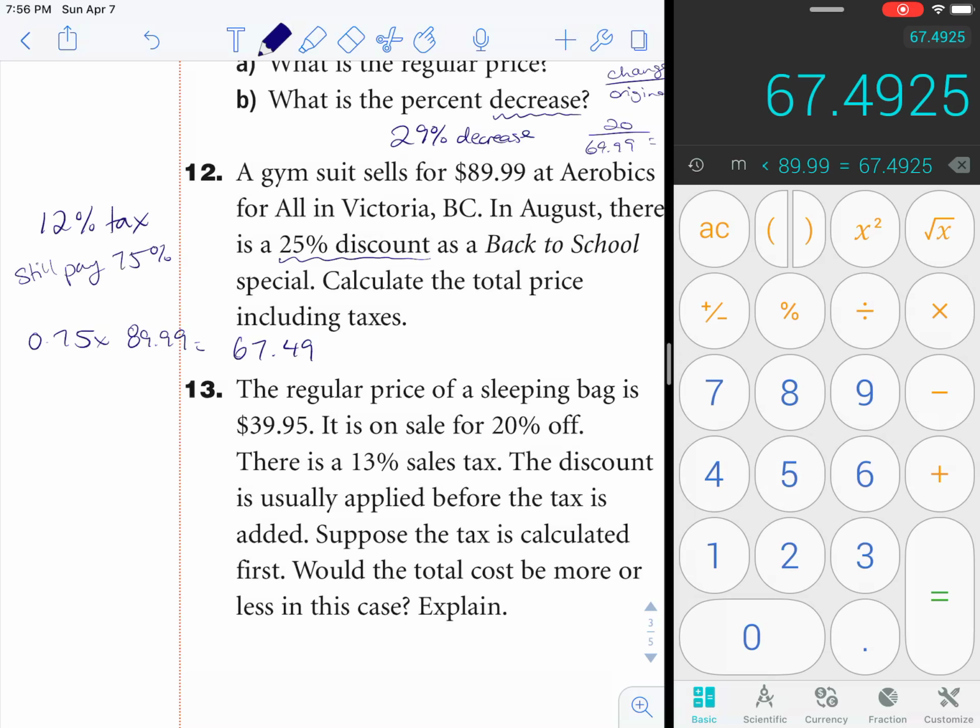Then we need to take that price and multiply it by 1.12, which is 112%, for the total price plus 12% tax. So if we multiply that by 1.12, the total price including taxes will be 75.59.